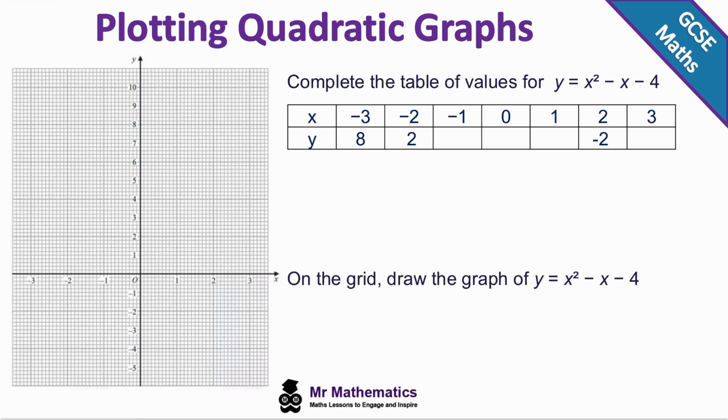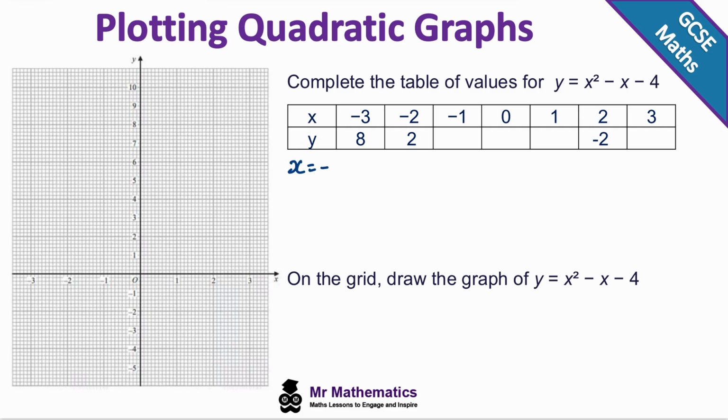In our second example, we've been given the equation y equals x squared minus x minus 4. And we need to work out the missing values of y for these values of x. Do you want to try and work these values out yourself? You can pause the video and come back when you're ready. So how did you get on with that? Let's go through each one.